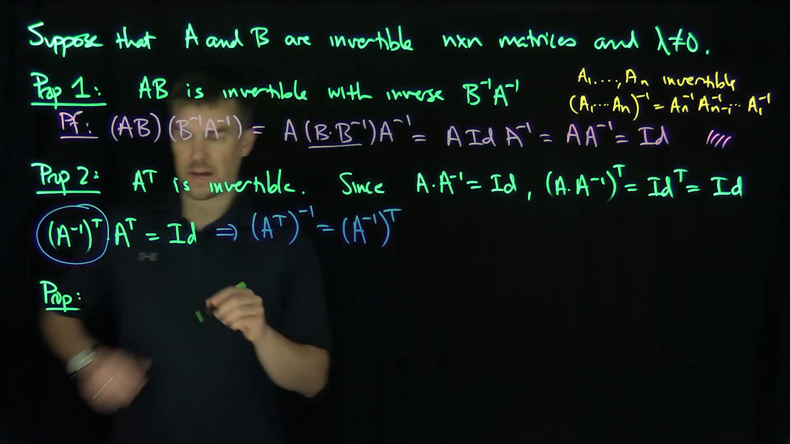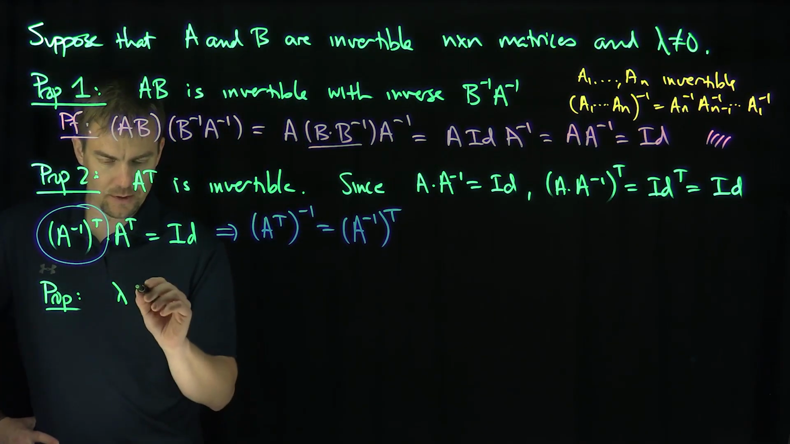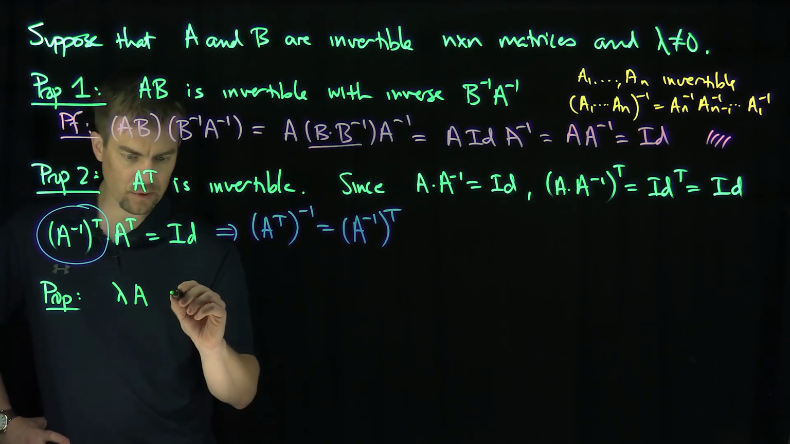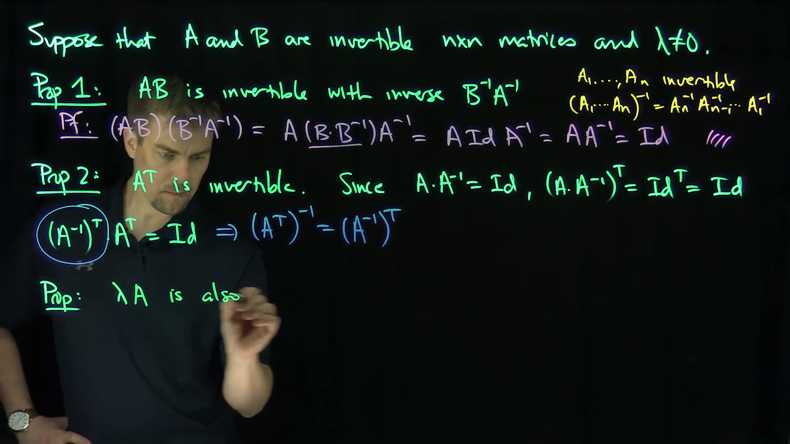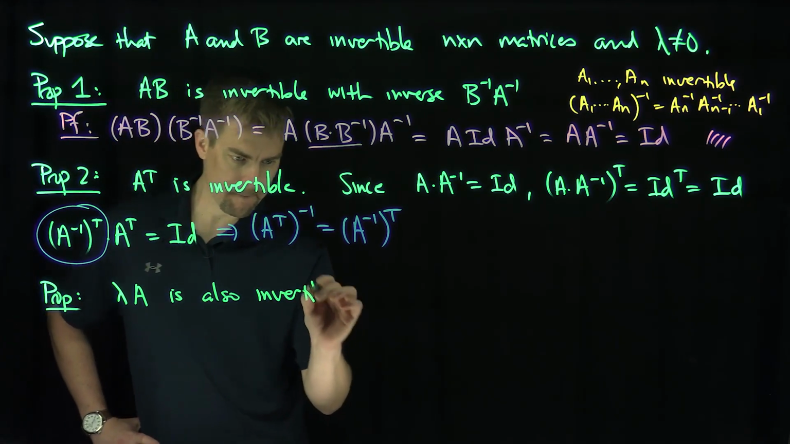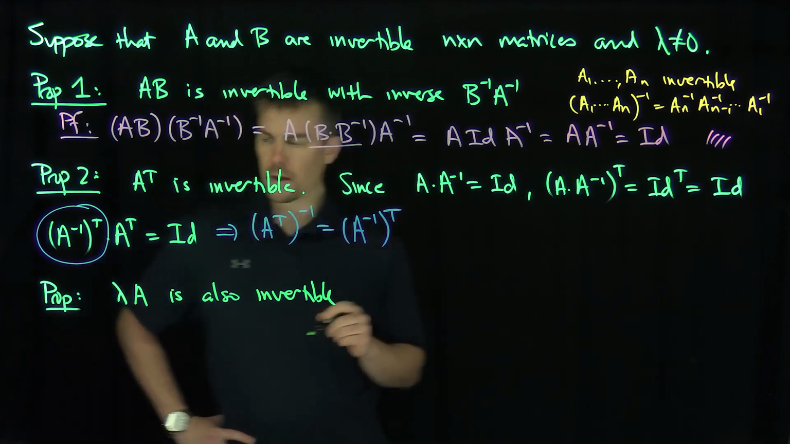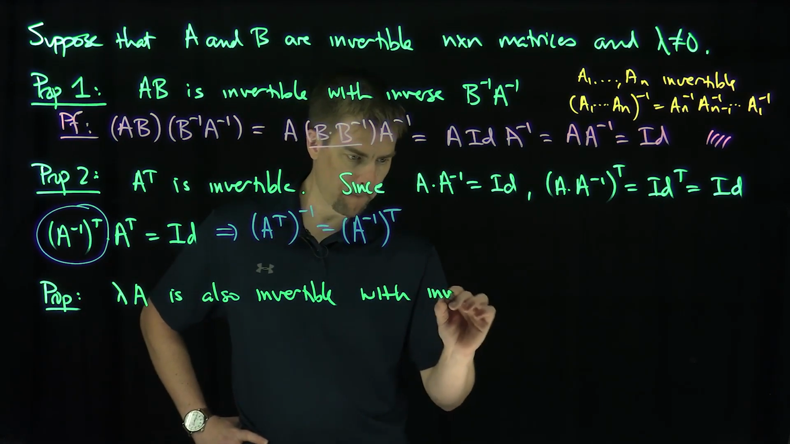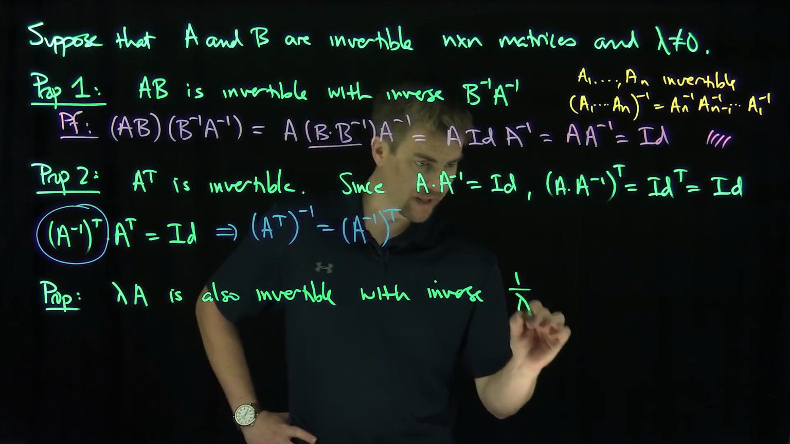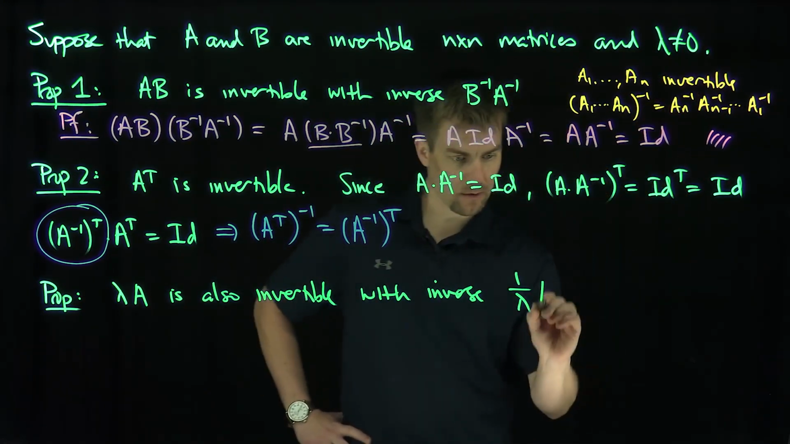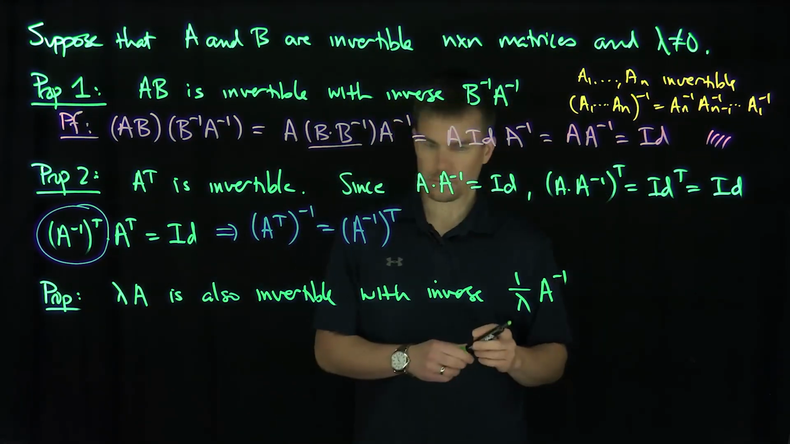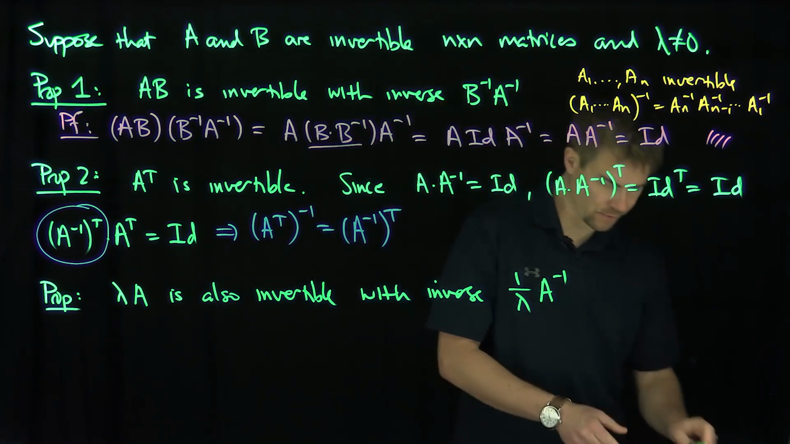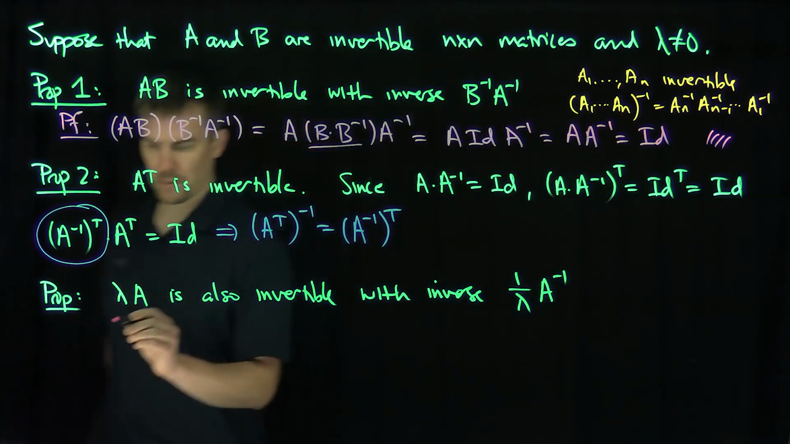Our next proposition is that lambda times A is also invertible. Okay. And so what's the inverse of this thing going to be? With inverse 1 over lambda, which makes sense since lambda is not equal to 0, A inverse. Okay. So the proof of this is also straightforward, so let's prove it quickly. Proof.